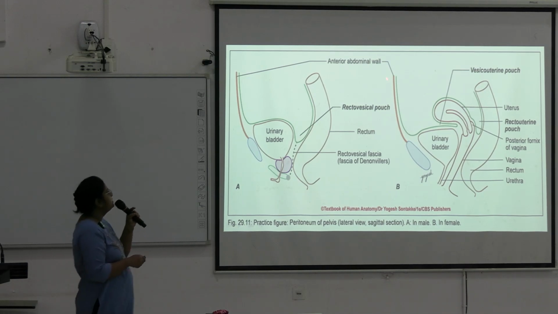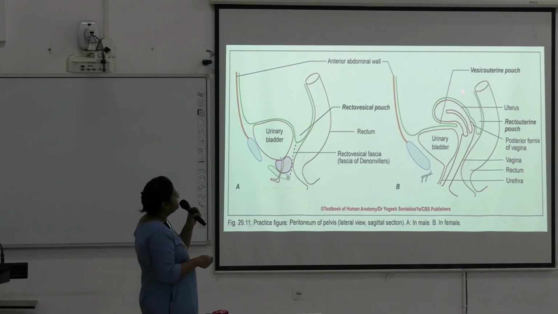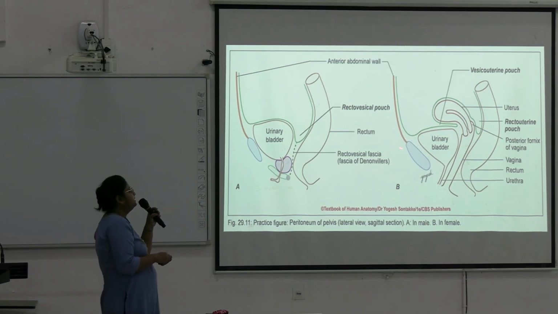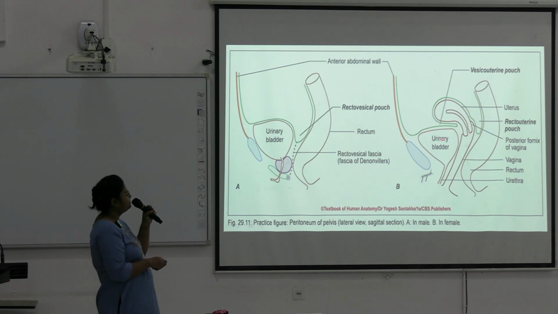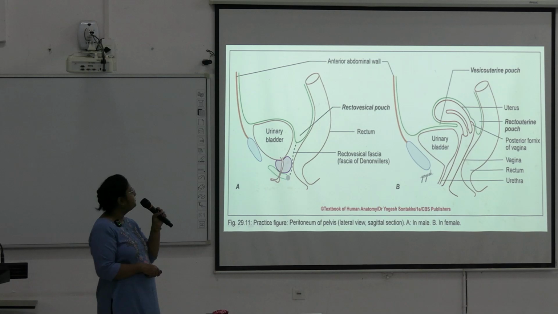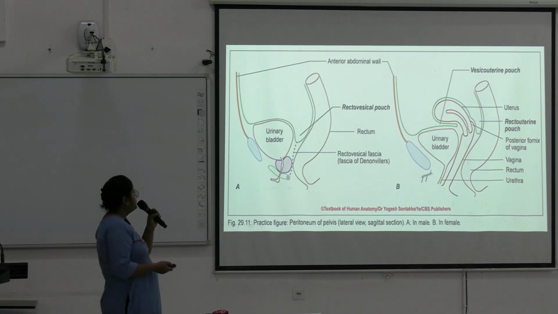This is female pelvis. Here the reflection you see. This is bladder, uterus, vagina, rectum. So it is coming from anterior abdominal wall, covering superior surface of bladder, some part of posterior surface of bladder. Here it is forming vesicouterine pouch. Then it is covering the uterus, anterior, superior, posterior surface, some part of the vagina, then is reflecting over the rectum. Here it is forming rectouterine pouch. Okay, it is covering the posterior fornix of the vagina. Okay, next.